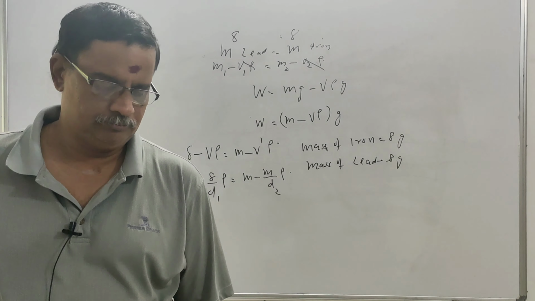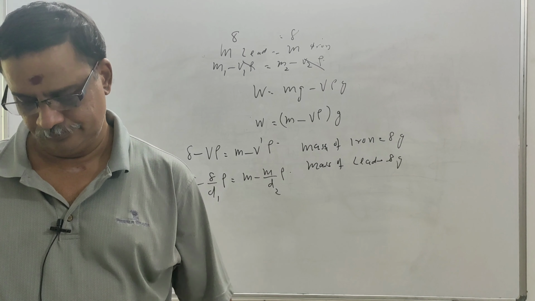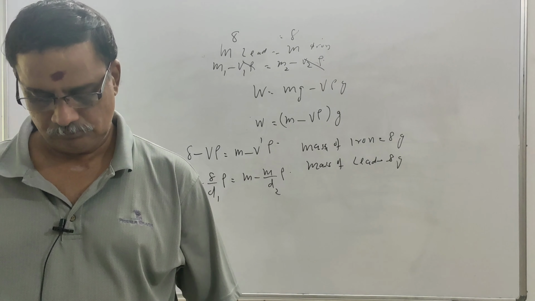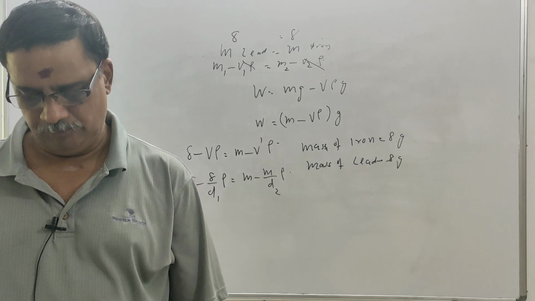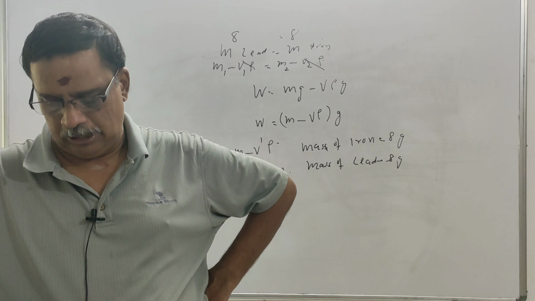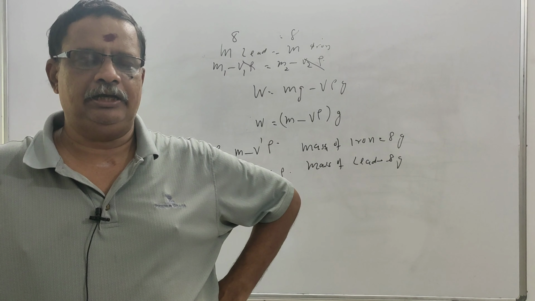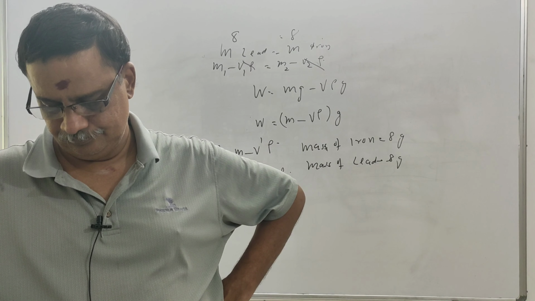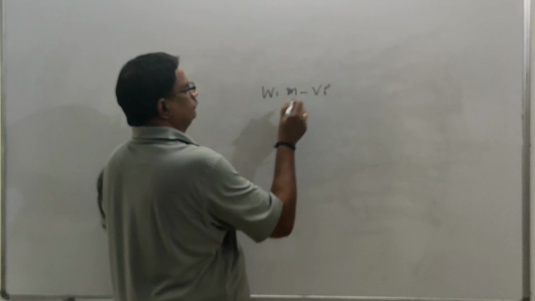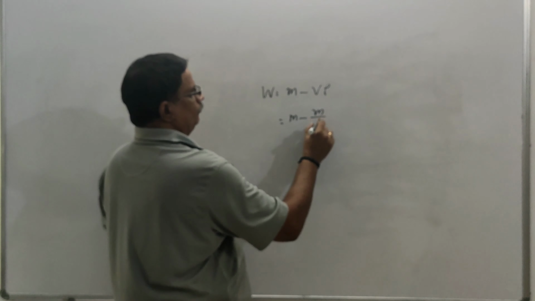I will give you another simple problem. This is also a simple question. Equal masses of copper, aluminium, lead and gold are weighed in water. Which is the one having the greatest loss of weight? Apparent weight equals mg minus v rho g, or m minus v rho. Then this will be m minus m by d into rho.